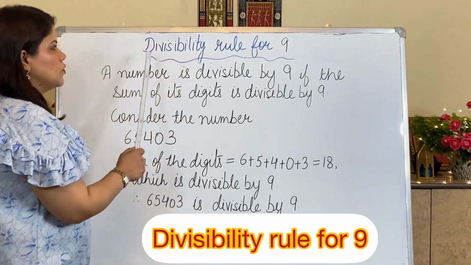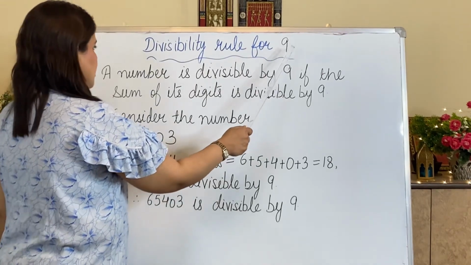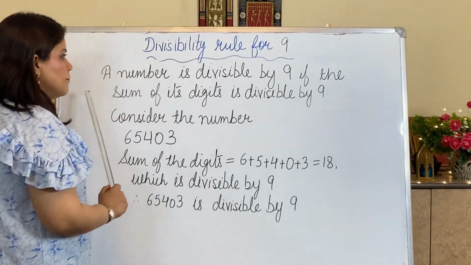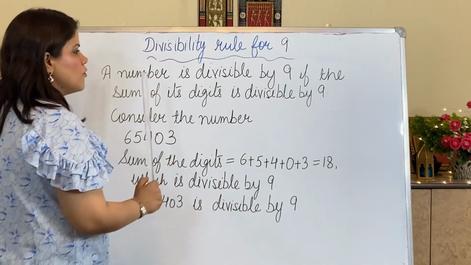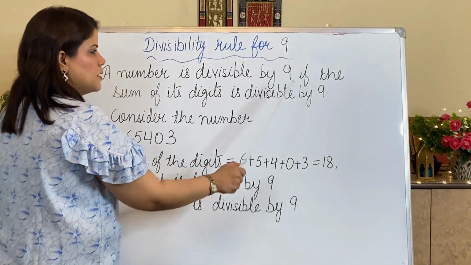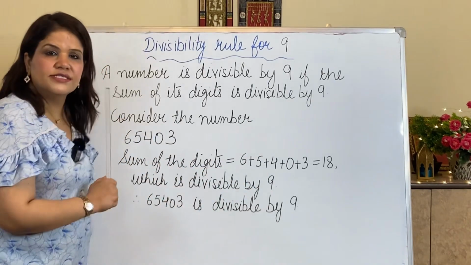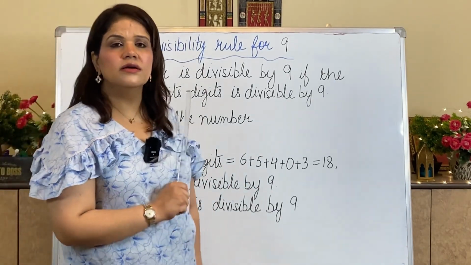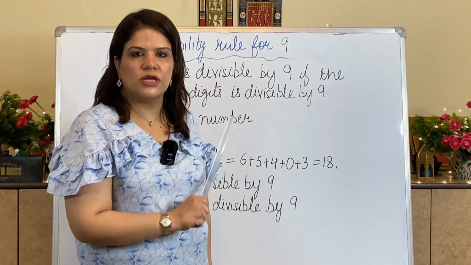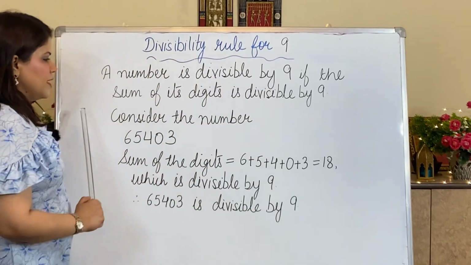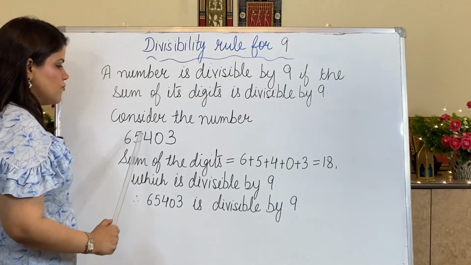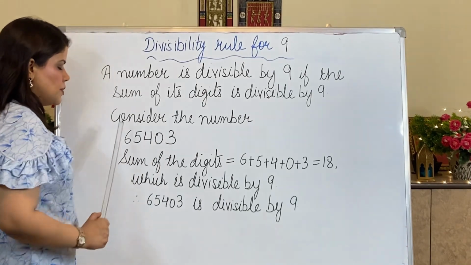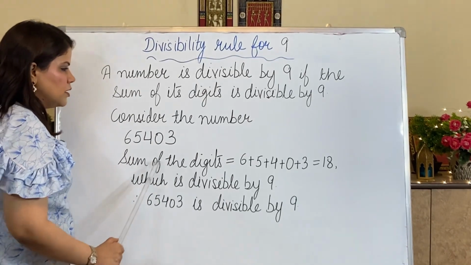Now I am taking divisibility rule for 9. A number is divisible by 9 if the sum of its digits is divisible by 9. It is same as we have done the divisibility test of 3. I am taking one example to explain you. Consider the number 65403. I am adding all the digits.